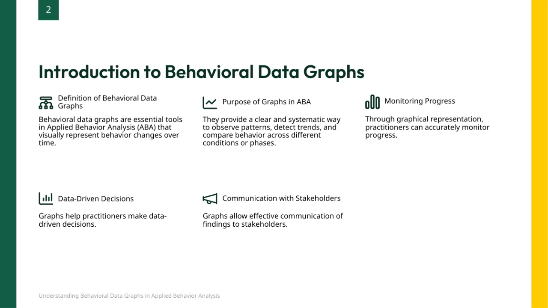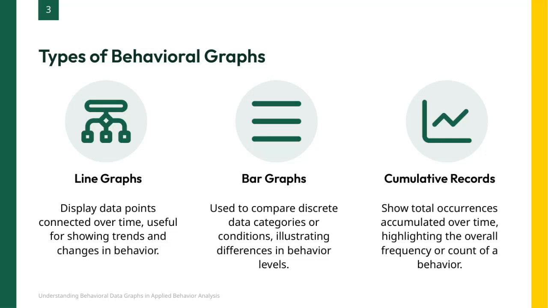Here we have three common types of behavioral graphs. First, line graphs. These display data points connected over time, which makes them really useful for showing trends and changes in behavior as they happen. Next, bar graphs. These are great for comparing discrete categories or conditions, so you can easily see differences in behavior levels across groups or settings. Finally, cumulative records. These graphs show the total number of occurrences accumulated over time, giving a clear picture of the overall frequency or count of behavior. Each type serves a unique purpose depending on what aspect of behavior you want to analyze.